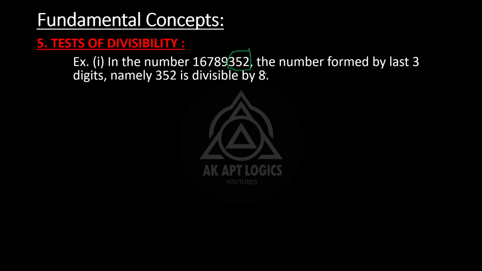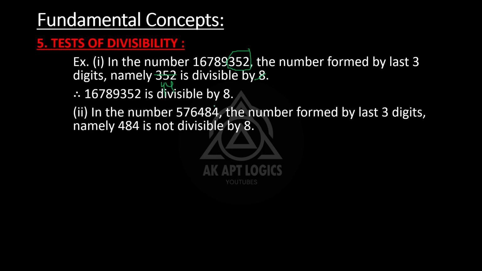So 8 fours are 32, and the 3 will be remaining, and here 3 2 means 32, again 8 fours are 32, which means 44 times 8 equals 352. So 352 is divisible by 8, with a remainder of 0. We can say that the number 1678932, which is an 8 digit number, is divisible by 8.